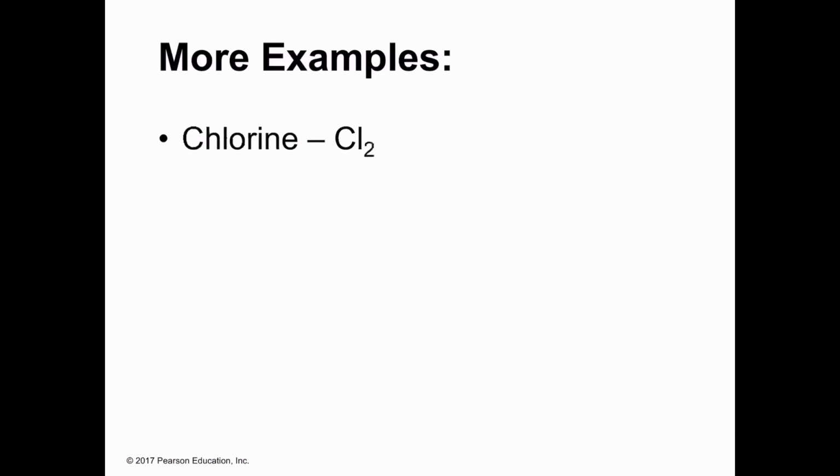Let's try another. Chlorine, Cl2. So here, when we draw this structure, there's only one type of atom, right? There's only 2 atoms that are going to get bonded together. We don't have to determine which one goes in the middle because they're just going to sit side by side. Then we have to figure out how many valence electrons we have to use. So we have 2 times 7 because chlorine has 7 valence electrons. So we have 14 electrons that we can use in our structure.